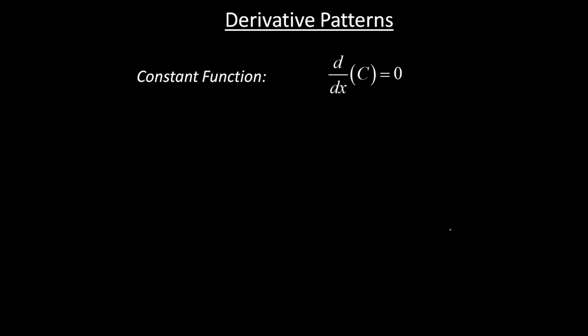Now, unfortunately, this is the only one that we can prove at this point. We don't have the tools to go through these other patterns. So I'm just going to state them. There's 3 more here. All 3 of these patterns can be proven in a similar manner to how we just went through. So here's pattern 1. The derivative of a constant is always 0.